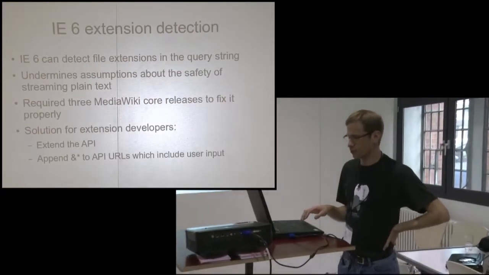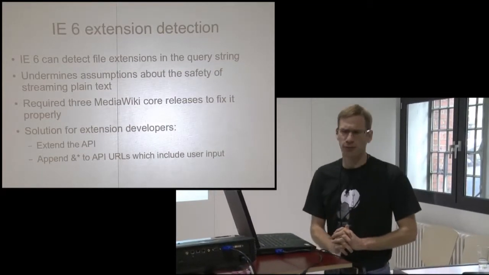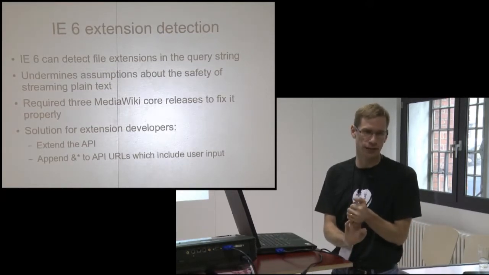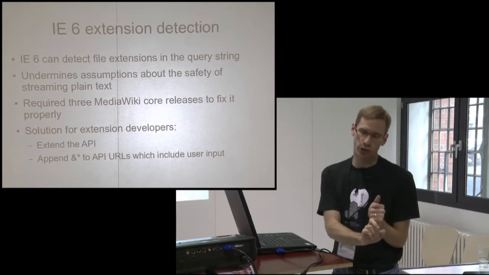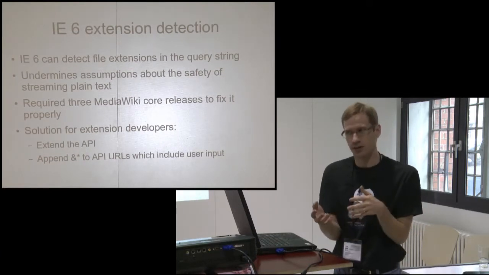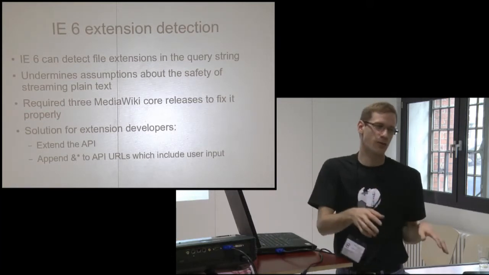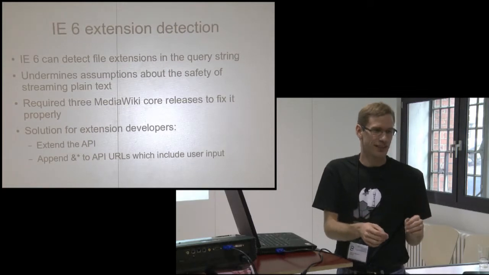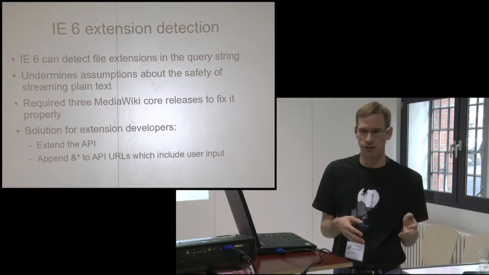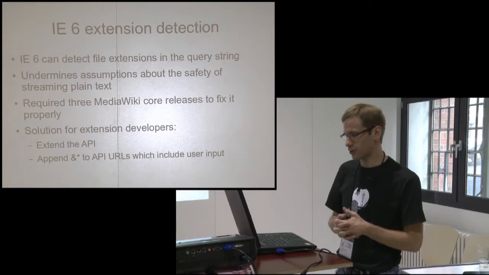we'll go on to the next one, which is IE6 extension detection. We had to have three subsequent security releases in order to fix this completely, because the person reported it, and then we fixed it. Said, you know, does this patch look right? He said, yes, you know, go ahead, release it. And then we released it, and then immediately he says, oh, I found another way to exploit this. Sorry, turns out you didn't fix it. So we did a second release, and then we found another way to do it. So we did a third release, and it was a bit of a fiasco.